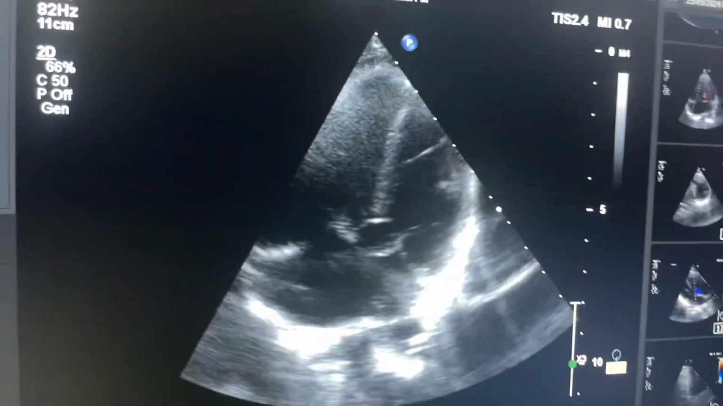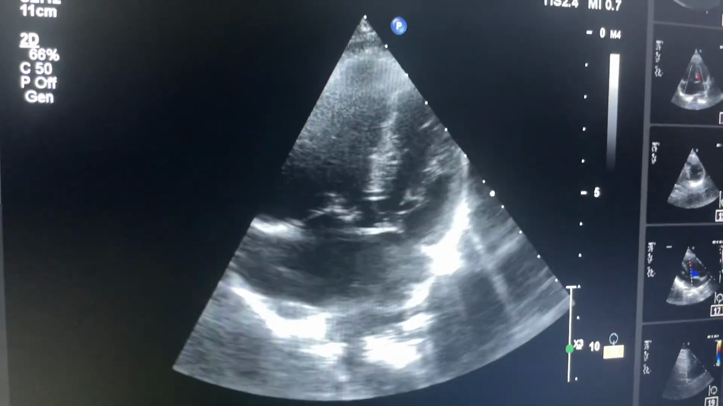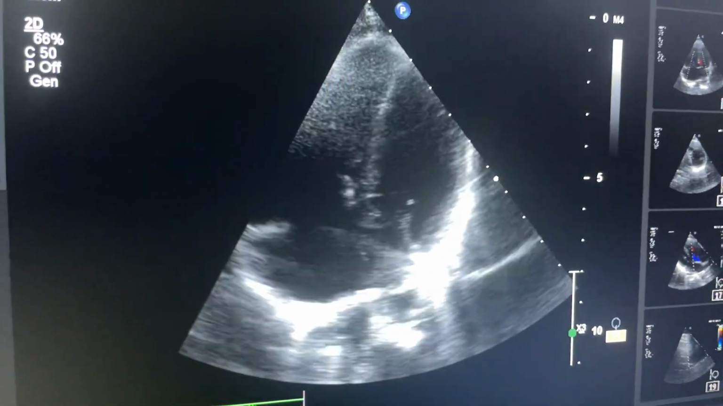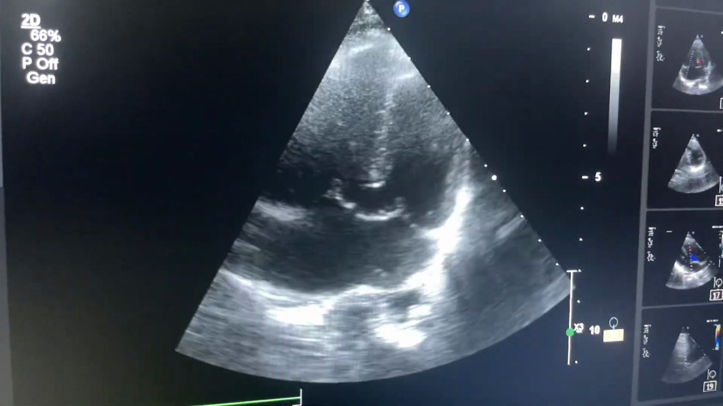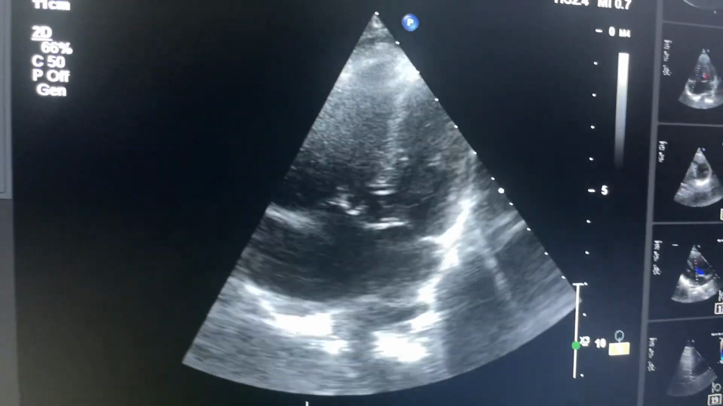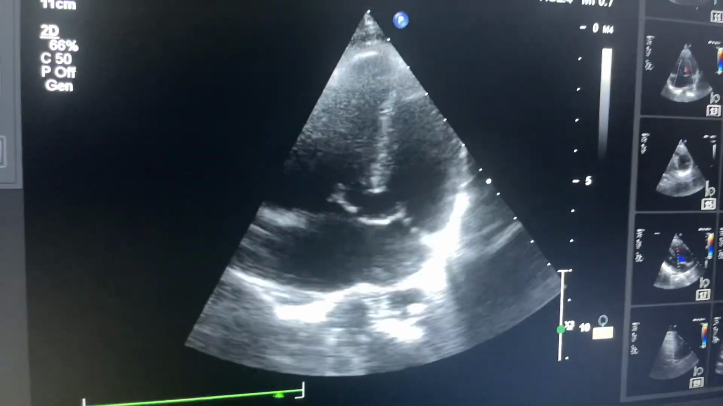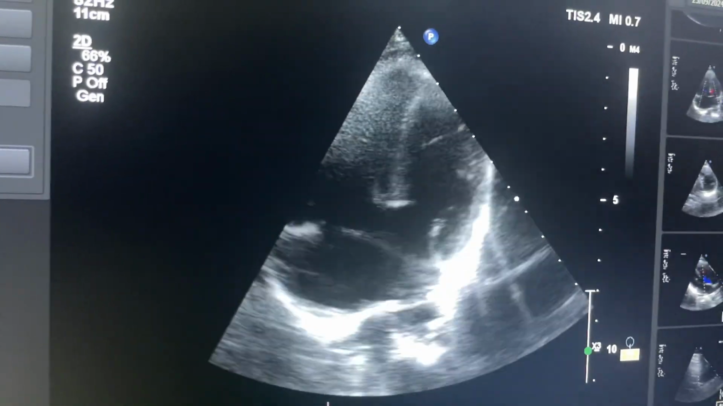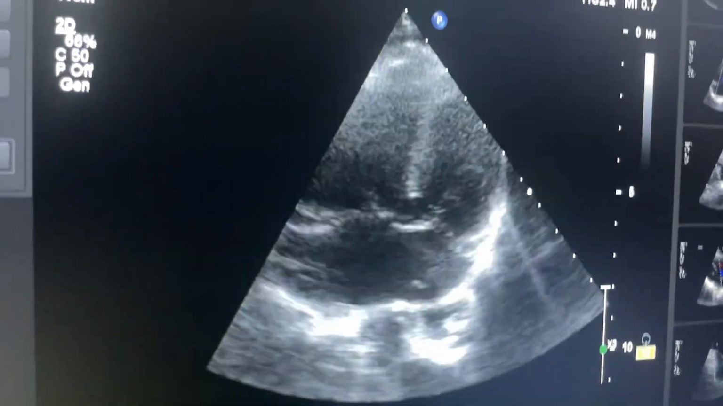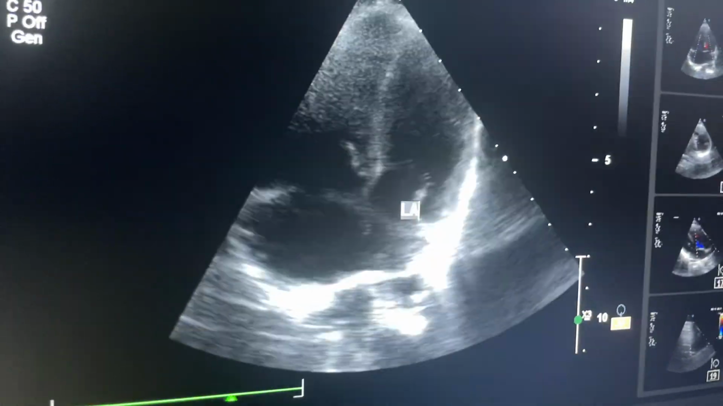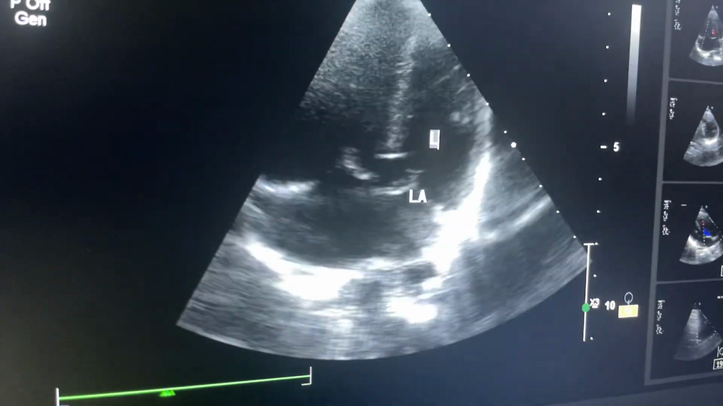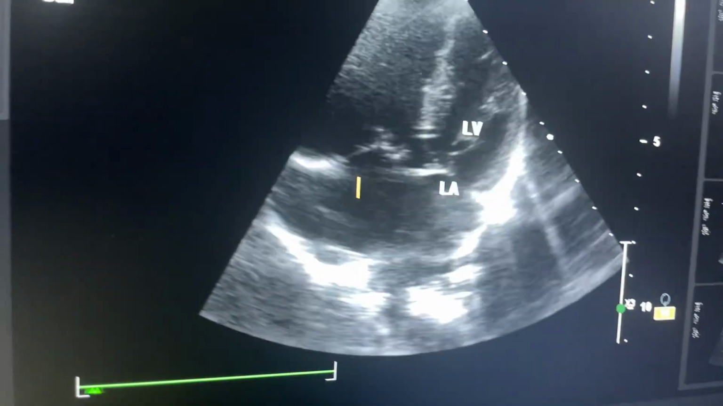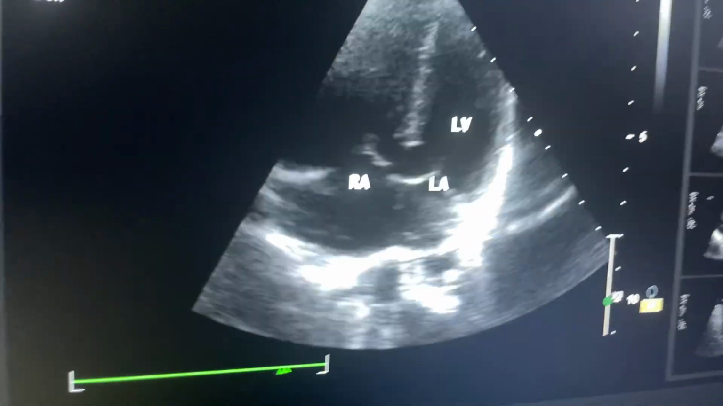This is the case of complete AV septal defect, double outlet right ventricle, severe pulmonary stenosis, and Glen shunt. In this apical four chamber view, this is left atrium, this is left ventricle, and this is right atrium, right ventricle.